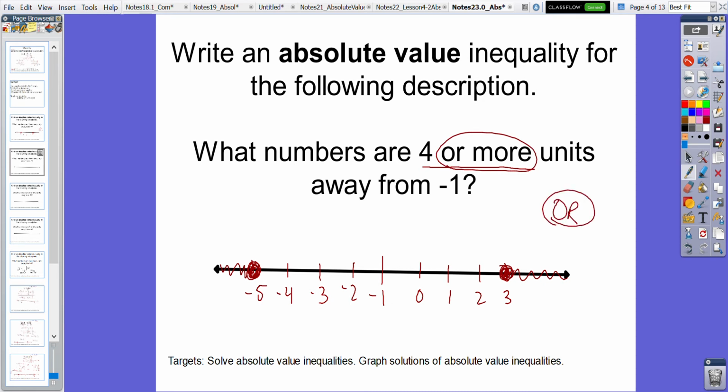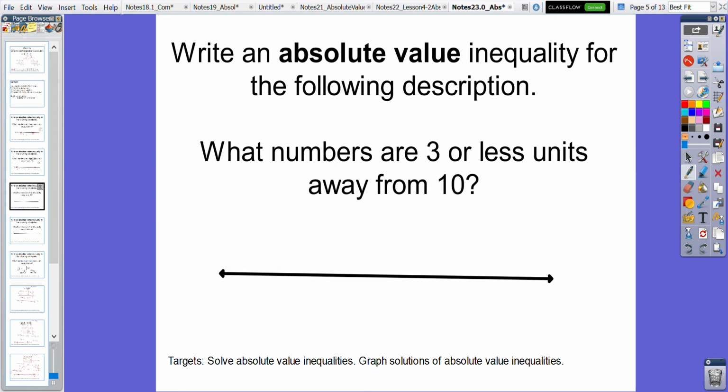All right. But on the flip side of that, let's say we have numbers that are 3 or less units away from 10. So we start with 10 in the middle. And we do 11, 12, 13. Those are 3 units away here. And then we go from the left side, we go 9, 8, and 7. Okay? Now, here's the difference between less or more. Once again, we still want to put closed circles over our extreme values, or our boundary values more so.